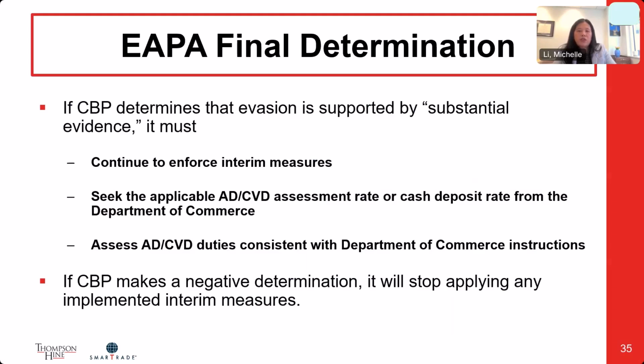Finally, if it gets to the final determination and the evasion is supported by substantial evidence, then CBP will continue to enforce the interim measures and will talk to Commerce, asking what is the applicable AD/CVD assessment rate or cash deposit rate, and will assess the duties consistent with Commerce instructions. If, however, there is a negative determination, such interim measures will stop being implemented. Next slide, please.